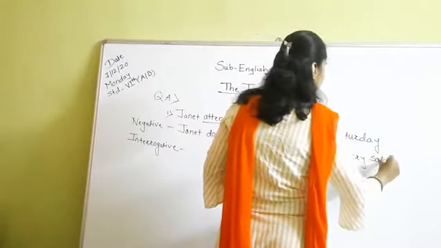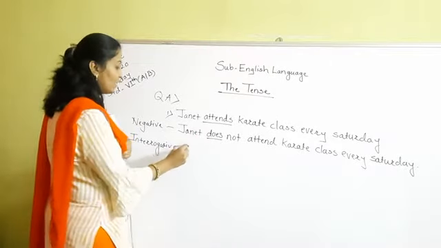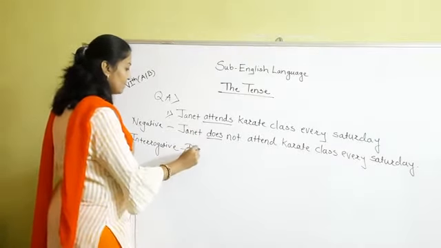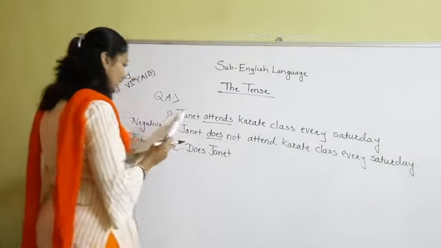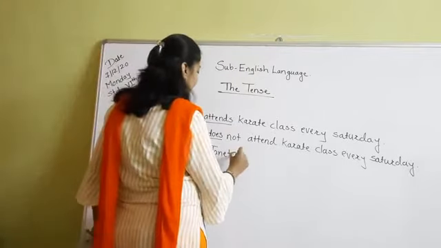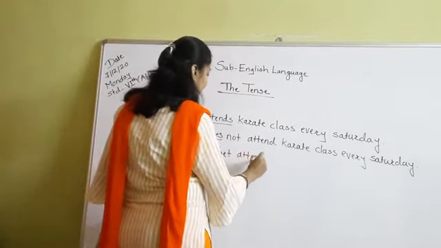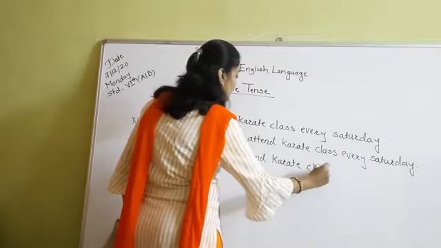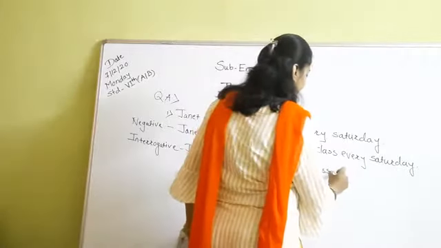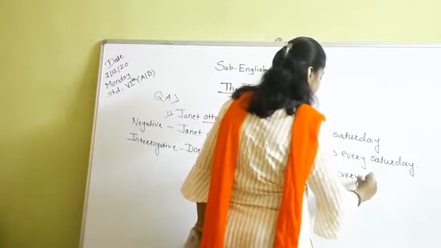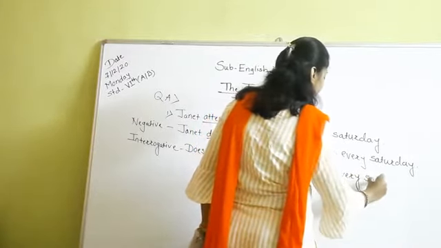And if we want to make the interrogative sentence of this, we have to use the auxiliary verb does in the starting. Does Janet attend karate class every Saturday? This is our interrogative sentence.